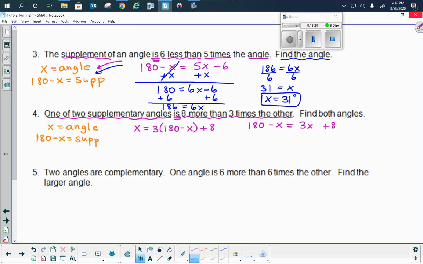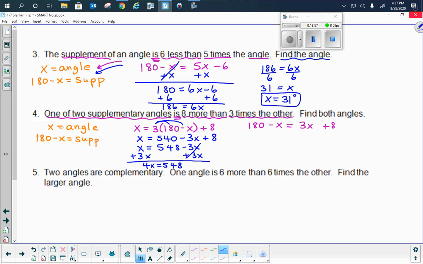All right, so solving these. Let's just work on one at a time now. I'll go ahead and distribute this one. We'd have x equals 3 times 180 is 540. 3 times negative x is negative 3x, and then plus 8. Combining like terms on the right, 540 and 8 will give us 548 minus 3x. Add 3x's to both sides. Those are gone. So now 4x equals 548.